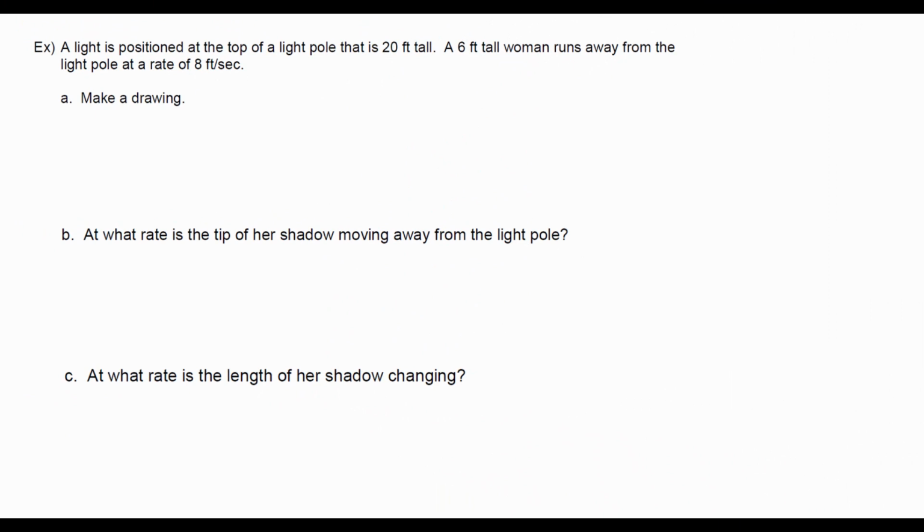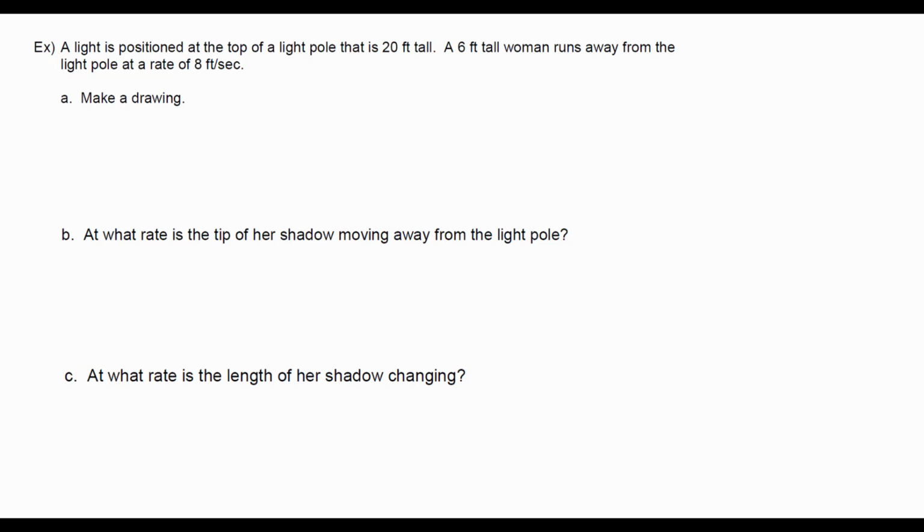Next example. A light is positioned at the top of a light pole that is 20 feet tall. A 6 feet tall woman runs away from the light pole at a rate of 8 feet per second. A. Make a drawing. B. At what rate is the tip of her shadow moving away from the light pole? C. At what rate is the length of her shadow changing?